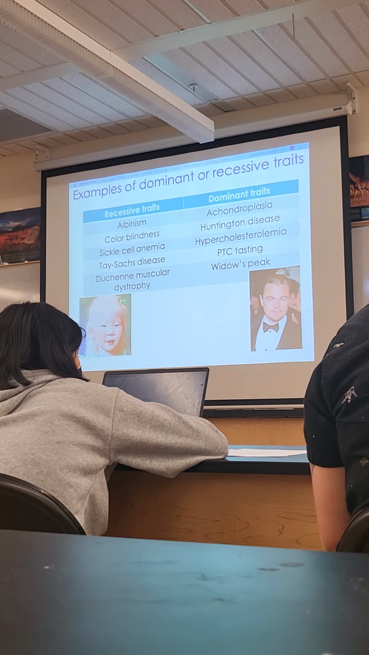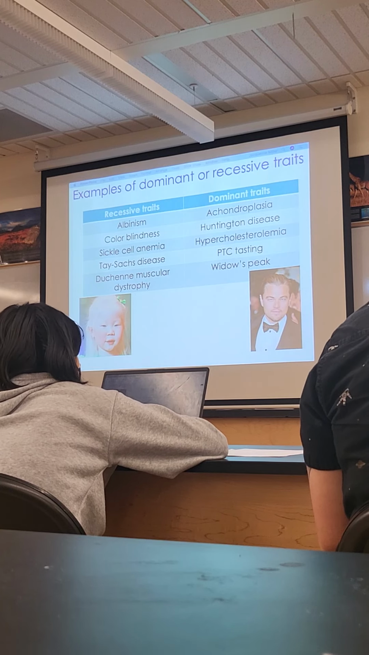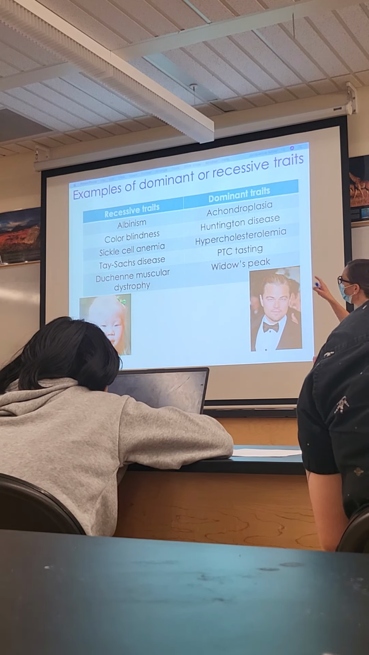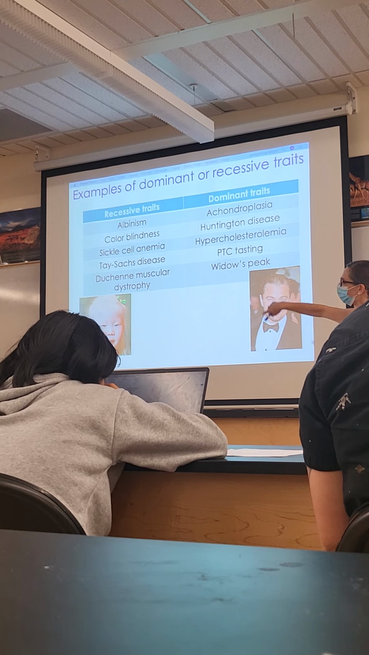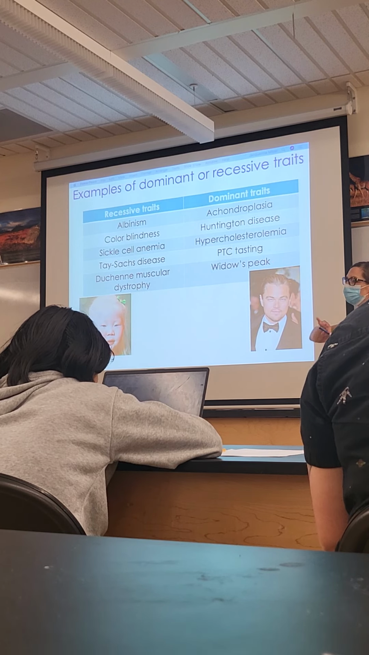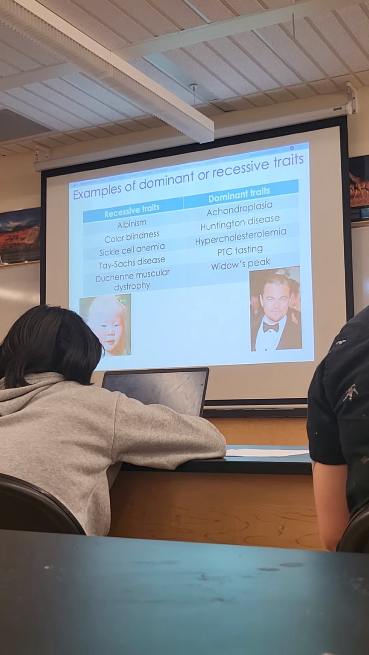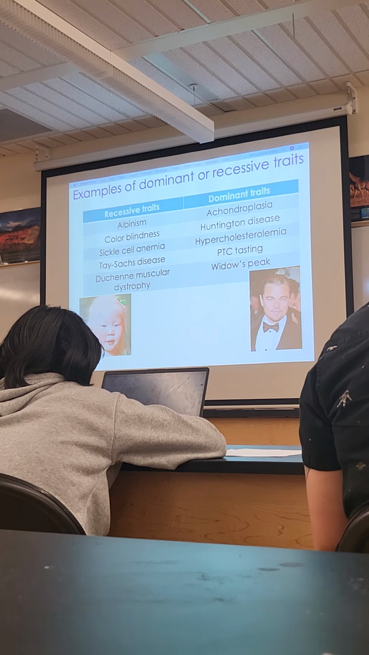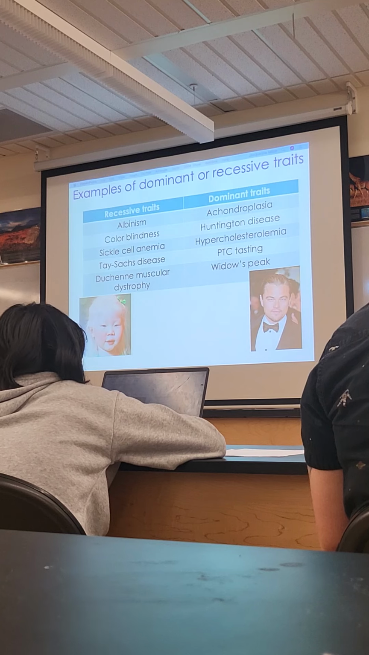I have a little chart here of some others, just for interest's sake. Albinism is a lack of pigmentation. That would be recessive because it makes sense that if you don't have pigmentation, you'd have to have two copies that are missing. Color blindness, that one's an interesting one.